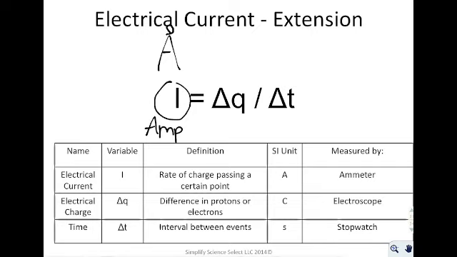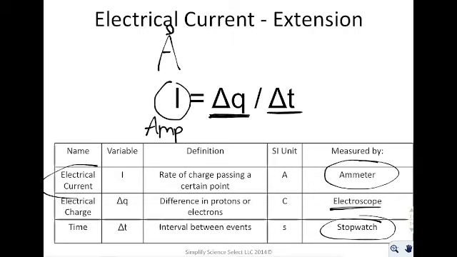What current refers to is the amount of charge, or the change in charge, or the charge that flows past a certain point divided by the amount of time that it does. We can measure the current with an ammeter. We can measure time with a stopwatch. We can measure electrical charge with an electroscope. So we can measure all of these. Really the new one, though, in this case is the electrical current.